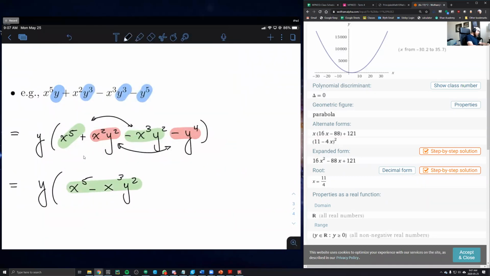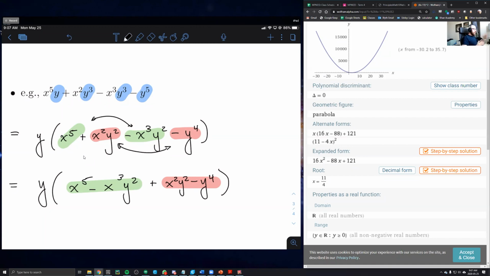And then I have plus x squared y squared minus y to the power of 4. And those are my red terms. Okay. So this is what I mean by factoring by grouping, right? You want to collect terms that'll all kind of work nicely with each other.